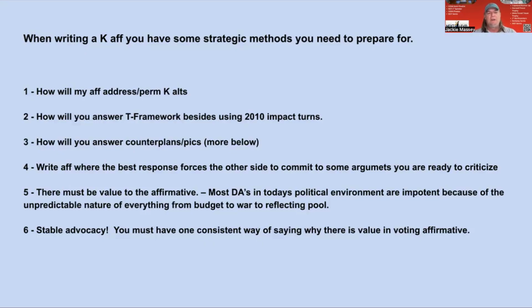Six is stable advocacy. This is so important. You can't have five different ways that you affirm in your 1AC. You have to have one consistent way that you say it when they ask what's the value in voting affirmative, or why vote affirmative. And in most debates, you need to be able to say that over and over again. That way the judge can write it on their ballot after the round is over.